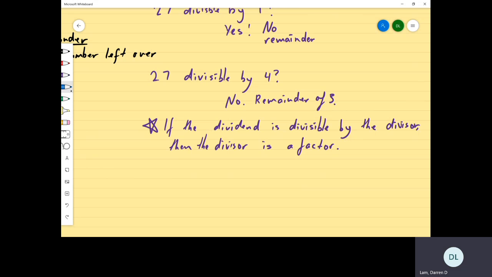So if, for example, I have 48 divided by 6, 6 being my divisor, remember? Well, 6 goes perfectly into 48, 8 times. So I know that there's no remainder. So I know that 6 is a factor of 48.